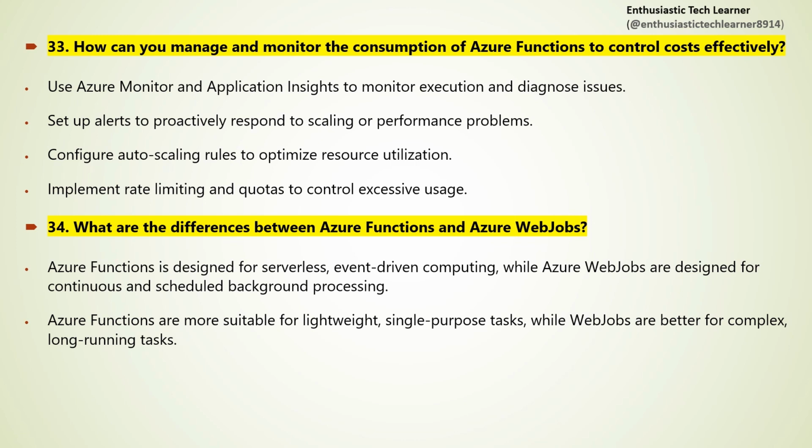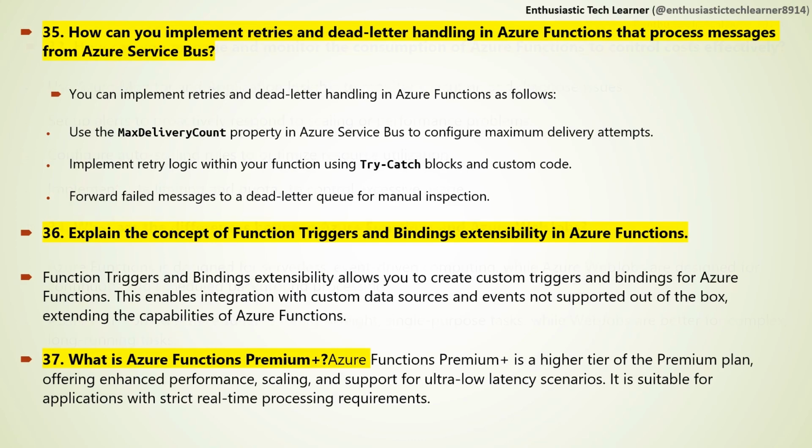Azure Functions are more suitable for lightweight, single-purpose tasks, while Web Jobs are better for complex, long-running tasks. How can you implement retries and dead letter handling in Azure Functions that process messages from Azure Service Bus? You can implement retries and dead letter handling in Azure Functions as follows. Use the max delivery count property in Azure Service Bus to configure maximum delivery attempts. Implement retry logic within your function using try-catch blocks and custom code. Forward failed messages to a dead letter queue for manual inspection.